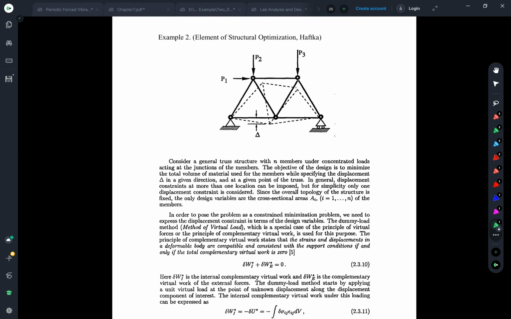Consider one more truss. In this example number 2, I think the truss is given by the configuration as you see. The length of each member, I think, is L, equal length. And the forces are given by P1, P2, and P3. So this is the truss, and of course, under the loading, they will move and have deformations. The idea is rather the same as before. I think they would like us to minimize the total volume of the material used for the whole truss members.